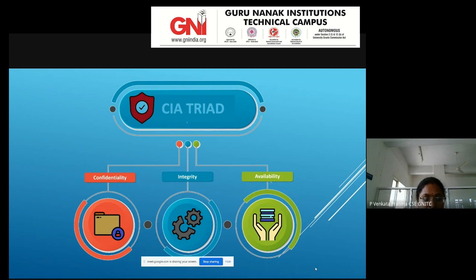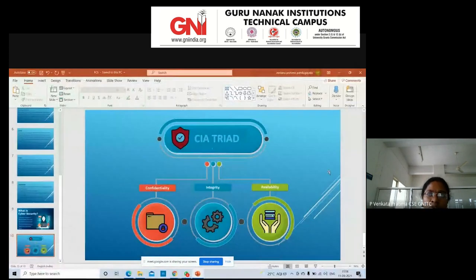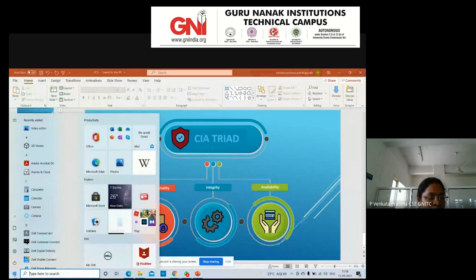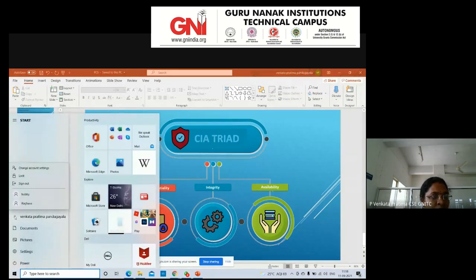And see, this is my laptop. Okay, just a minute. So you can see here accounts. These are the accounts I have. So this is my account, I have kept my name as Venkata Pratima, right? So I keep my information, everything, in this particular account. I have created all these documents and everything by using this account.